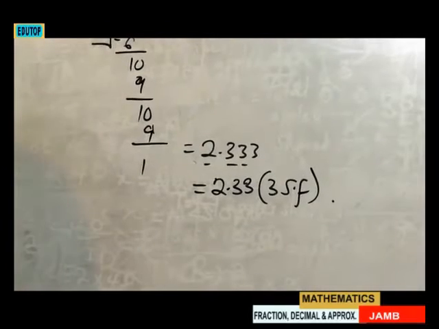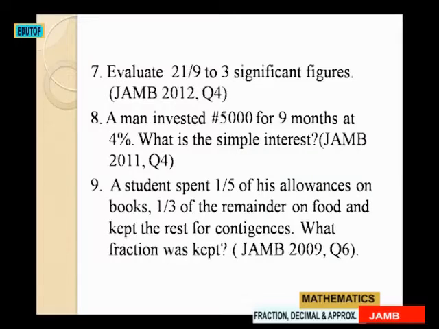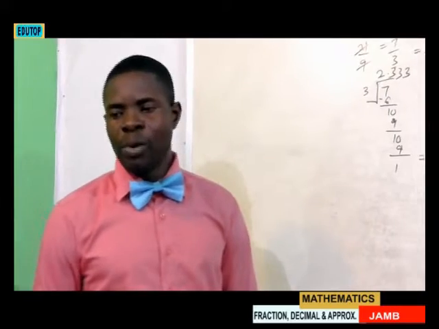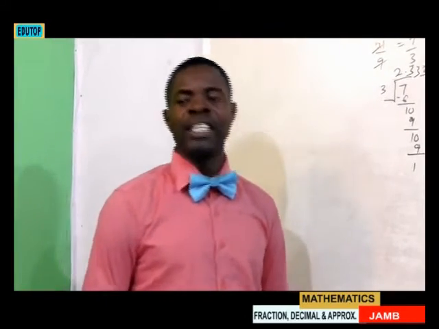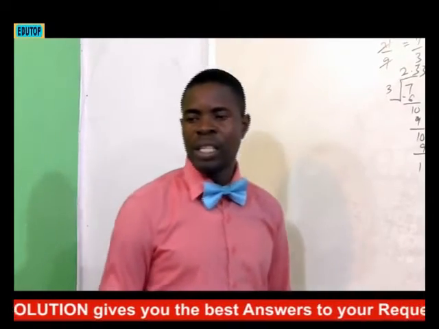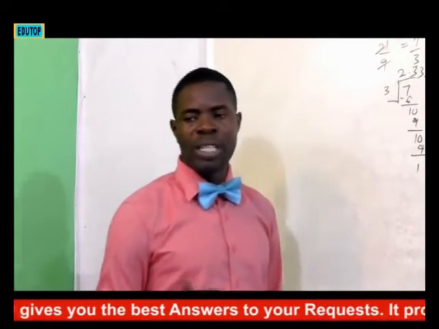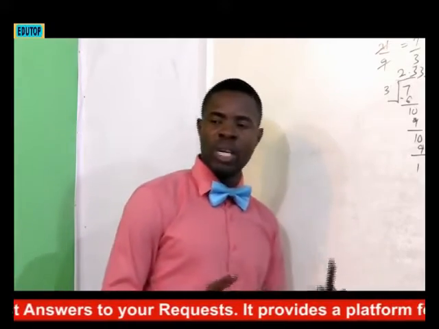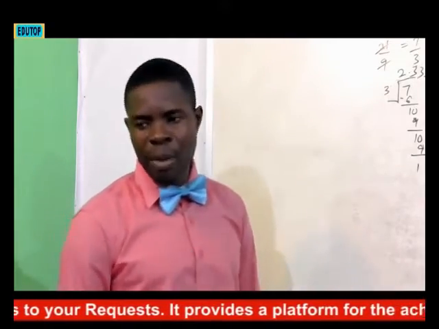Now, the next question. A man invested 5,000 for 9 months at 4%. What is the simple interest? This is another JAMB question. In this situation, mostly our simple interest is calculated in years. So we calculate using the time in years, but the trap here is that it is given to us in months. So we must know the relationship between year and month.